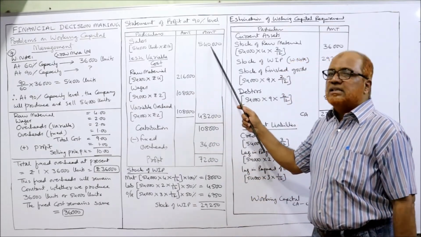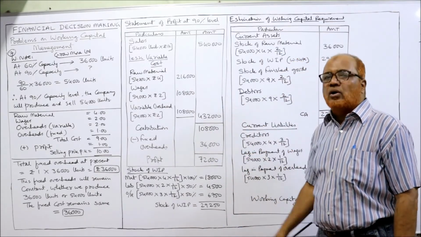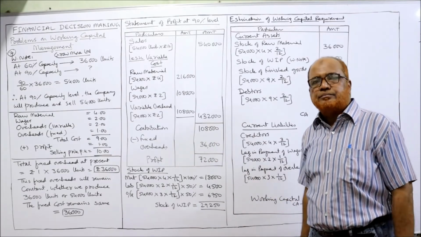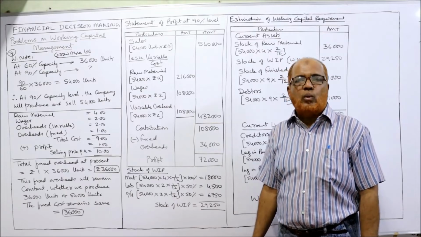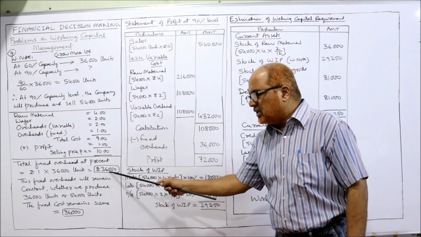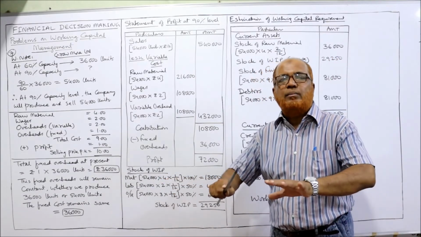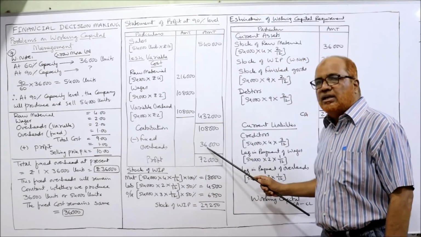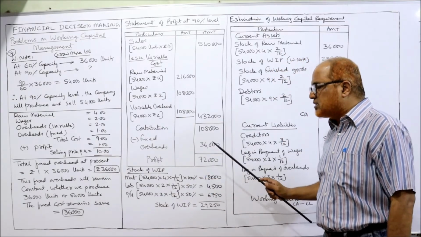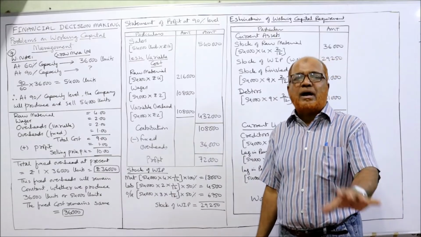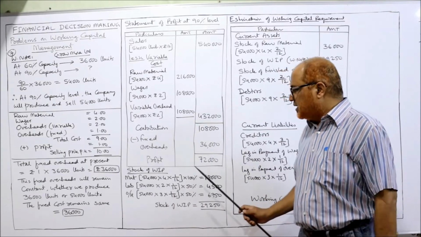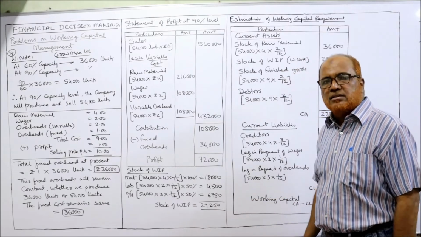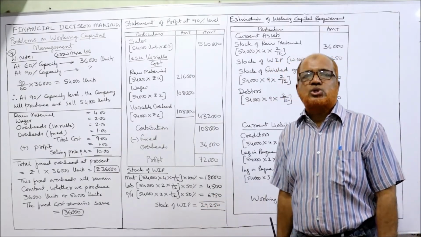From sales, we deduct the variable cost, we get the contribution. From contribution, we deduct the fixed overheads. The fixed overheads are 36,000. Just now I told you it will remain the same. So 36,000 deducted, we get the profit 72,000. The first part is completed. It was asking how much profit at 90% level: 72,000. That's it. Now I am moving on to the next question.